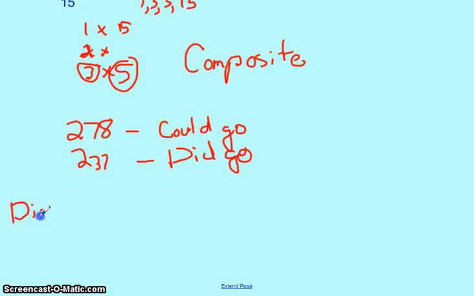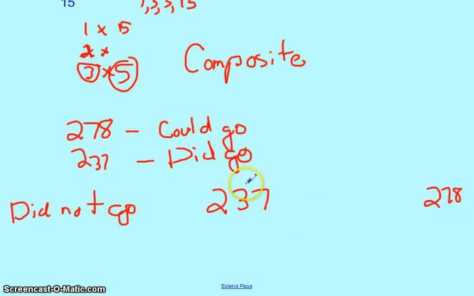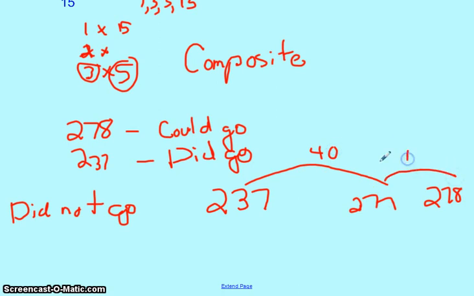So we're trying to find the difference between those 2 amounts. Did not go. So if we're finding the difference, it's a subtraction problem, but we can solve that in many ways. One way is that we can see what is the difference between 237 and 278. If I hop 40, I'll be at 277. That gets me close. And then 1 more to get to 278. So therefore, it's a difference of 41.